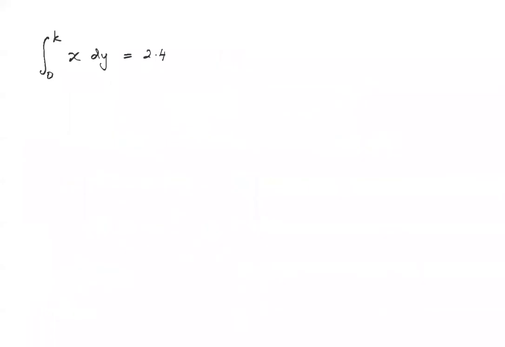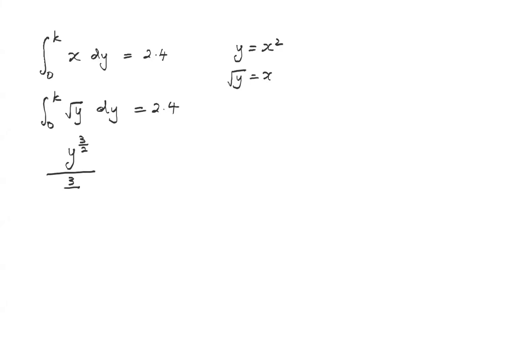Okay, so we know that our y is equal to x squared. So our x will be equal to square root of y. So you integrate from 0 to k square root of y dy is equal to 2.4. So y to the power of 3 over 2, power plus 1 divided by the power, 0 to k equal to 2.4. So you see this will be much easier.